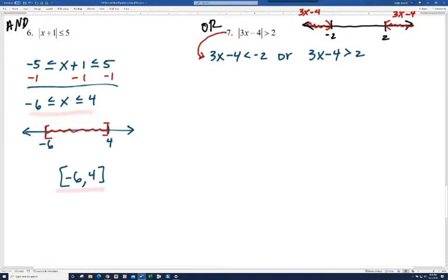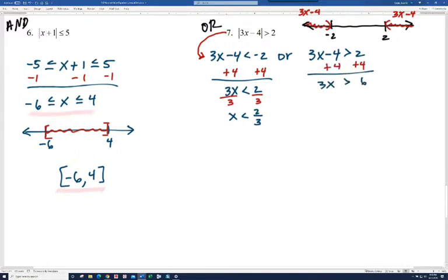All right, so then we can solve each of these separately. When we add 4 to both sides here, we get 3x is less than 2. We'll divide by 3, and we get x is less than 2/3. On the other side, 3x minus 4 is greater than 2. We'll add 4 to both sides. We get 3x is greater than 6. And if you divide by 3 on both sides, you get x is greater than 2. So again, this is an OR statement. X is less than 2/3, or x is greater than 2.